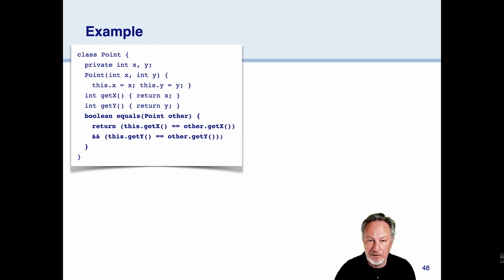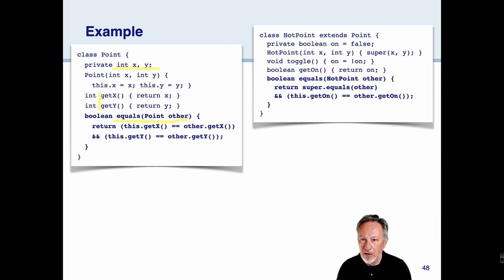Here's another example. Here we have in Java a point class, pretty much as we had before. We have our internal representation, we have a constructor, we have our two getters, we have our equality method. Now we have a hot point, it extends, and it also has an equality method. Notice that this equality method expects a point as an argument, and this one expects a hot point as an argument. It's going to do the super equality and compare the Boolean value.